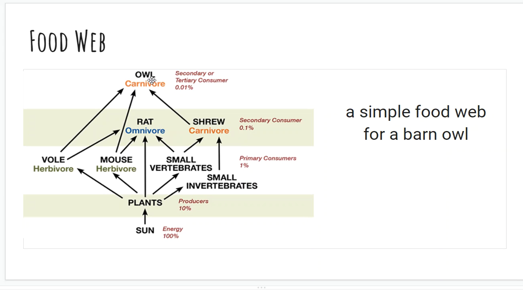Towards the top of the food chain, we have the owl. Now, depending on what the owl has consumed is going to either make it a secondary or tertiary, which means like the third level of consumer.